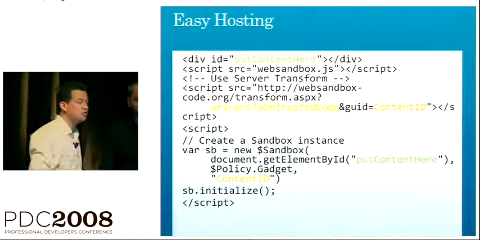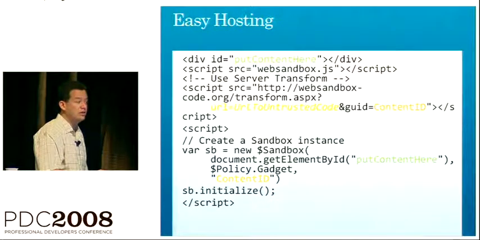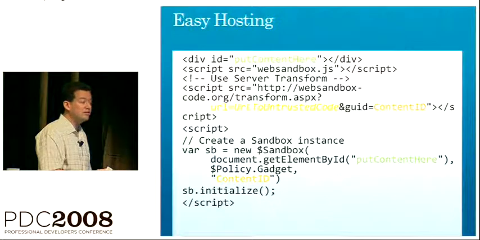But you basically put your untrusted content with a div. This is how the gadget policy works. So I have a div ID, put content here. I load the sandbox script. The sandbox virtual machine is written entirely in JavaScript. That's how we were able to run in all browsers. And the key thing there was no install. It just runs. The next thing we had to do was say, go get that untrusted content.